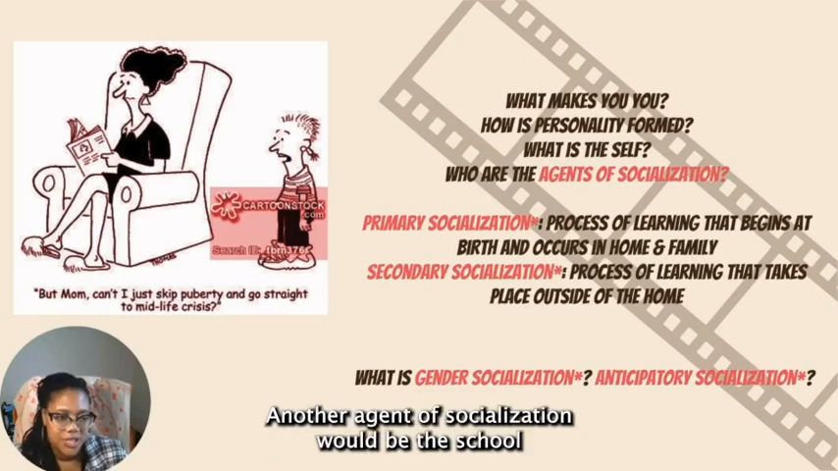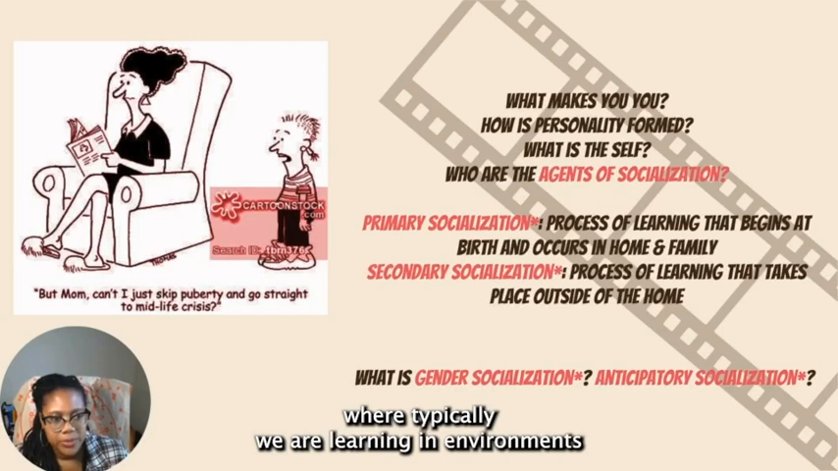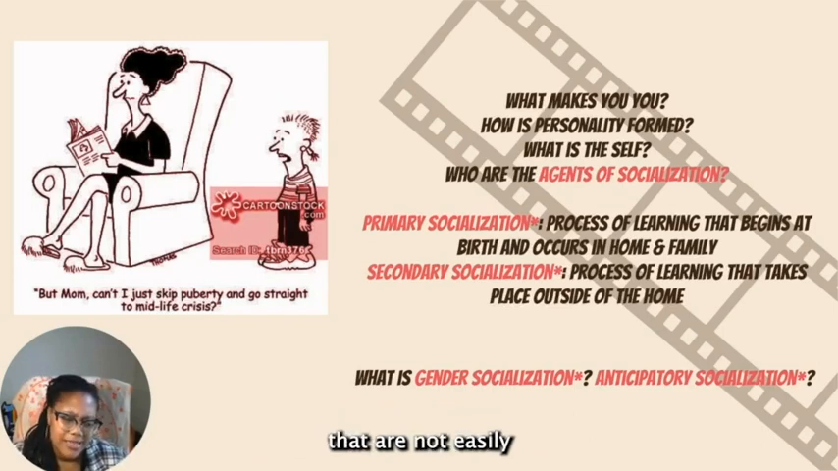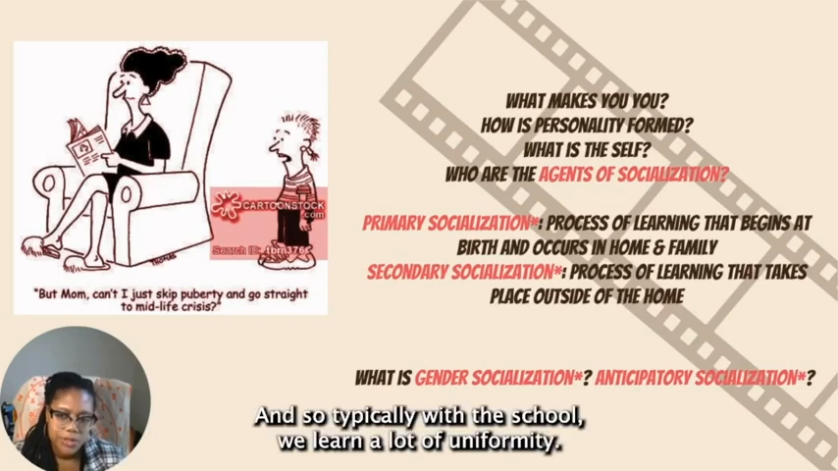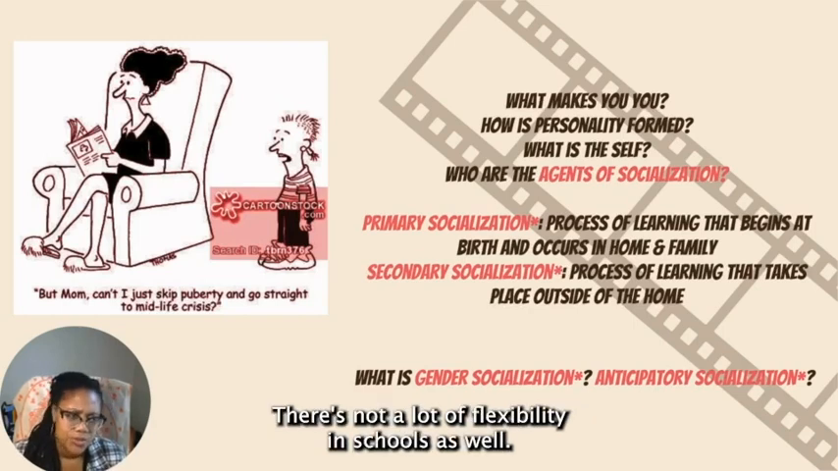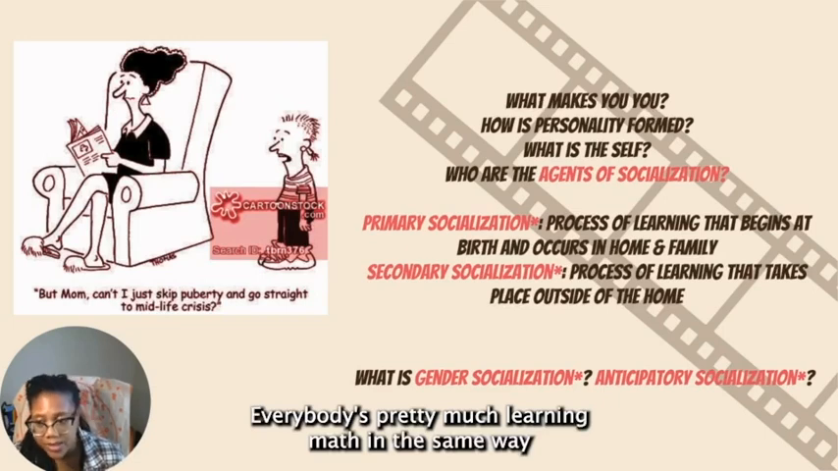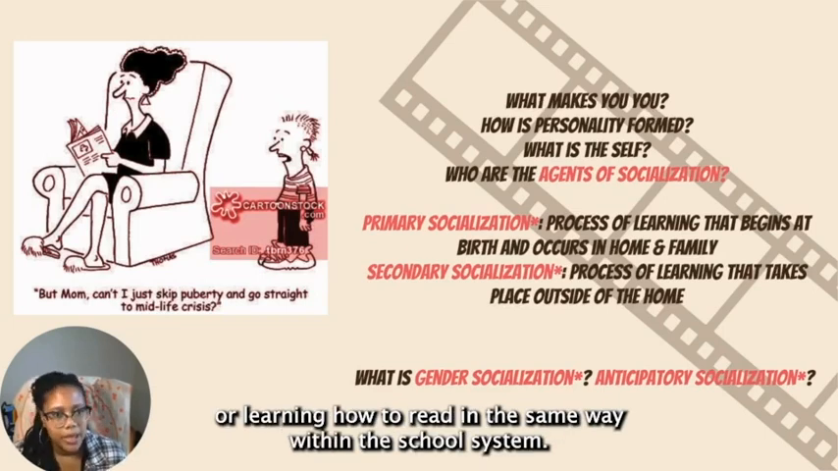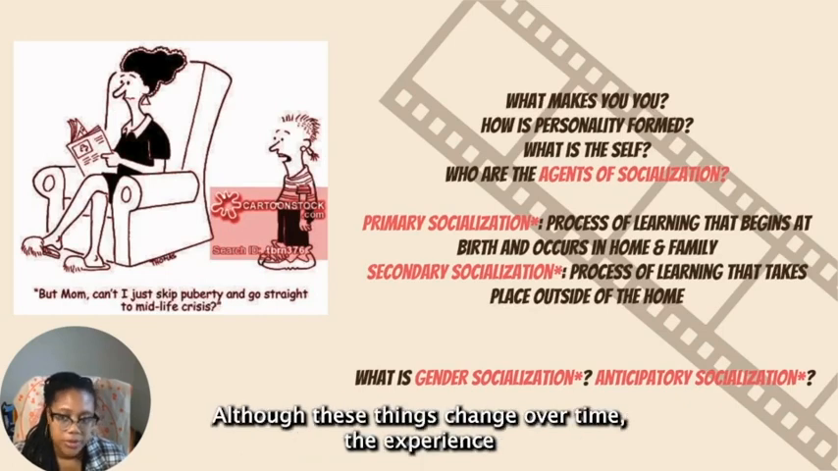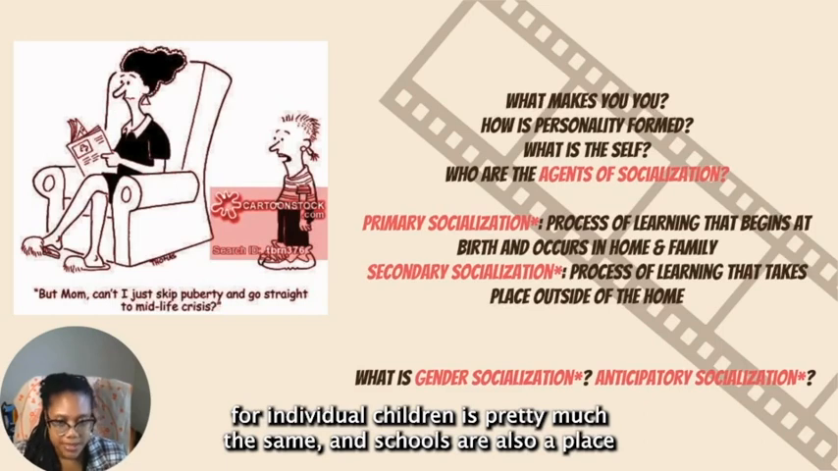Another agent of socialization would be the school, where typically we are learning in environments that are not easily accommodative of differences. And so typically with the school, we learn a lot of uniformity. There's not a lot of flexibility in schools as well, so kids typically are learning in rigid and specific ways. Everybody's pretty much learning math in the same way or learning how to read in the same way within the school system. Although these things change over time, the experience for individual children is pretty much the same.